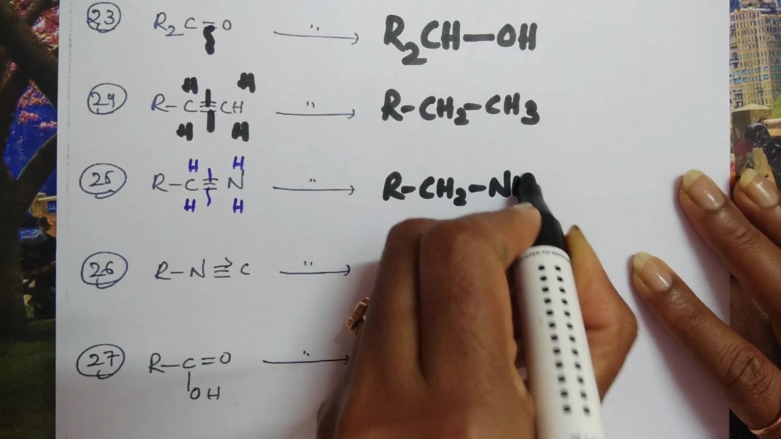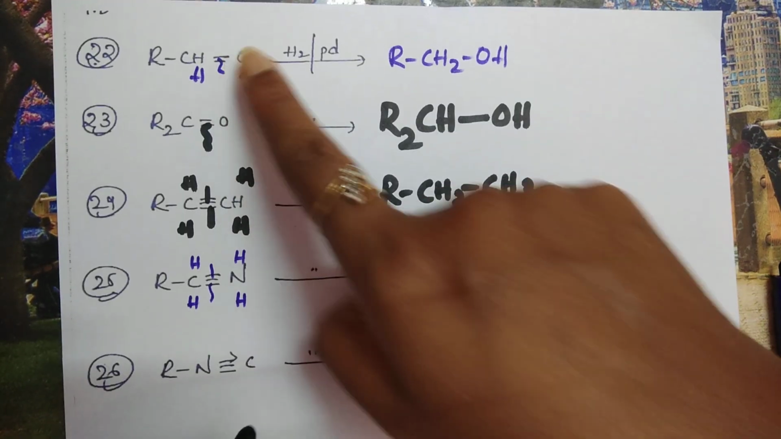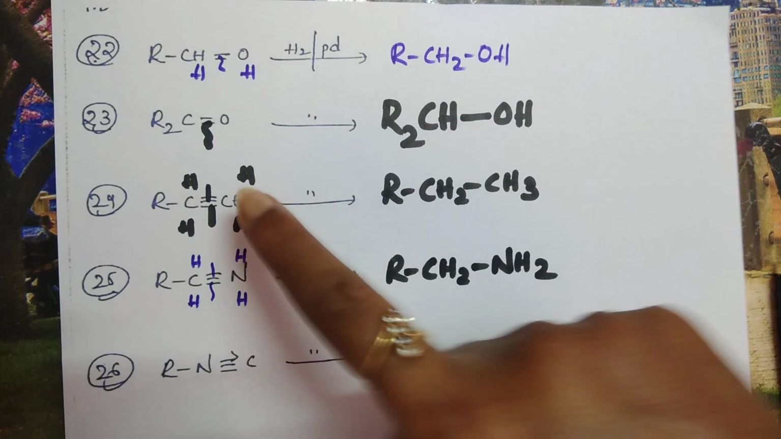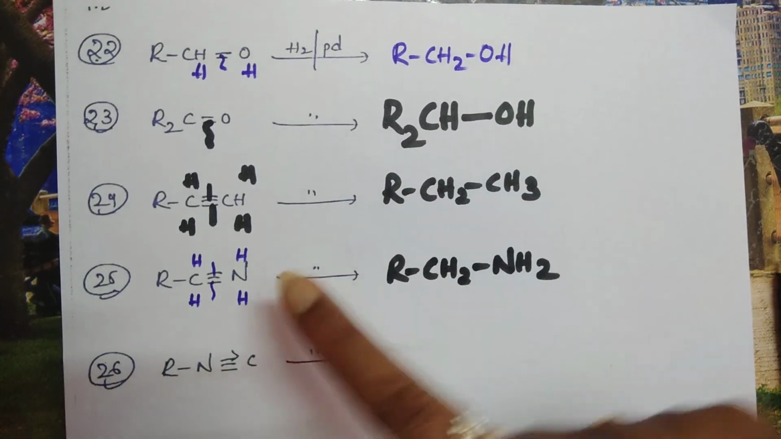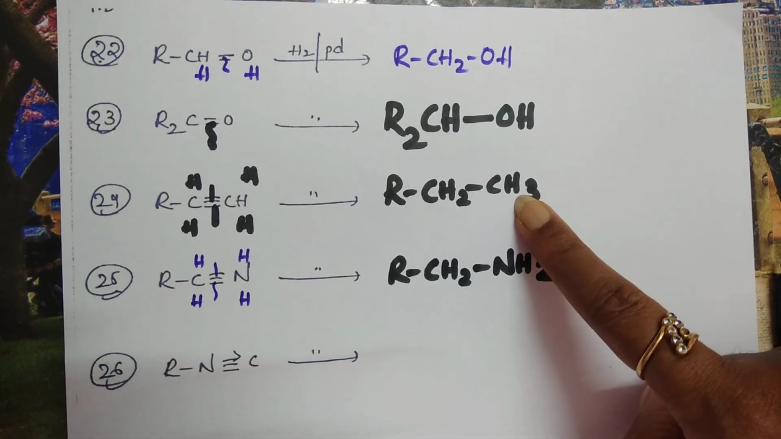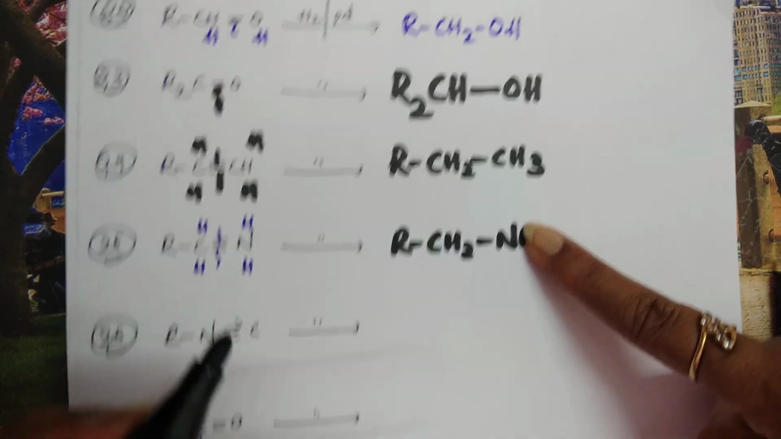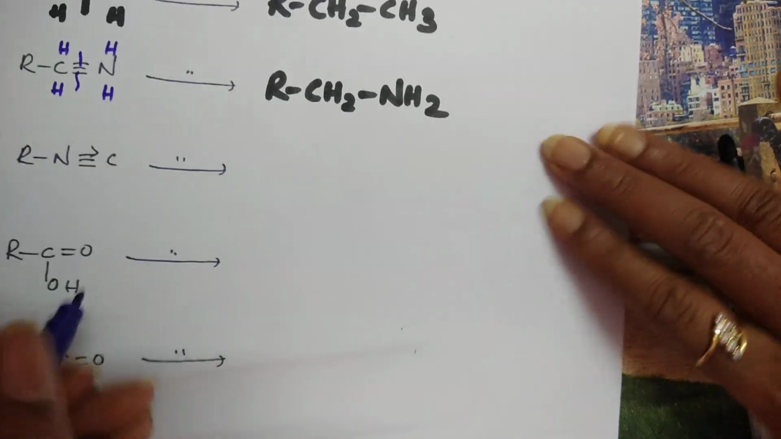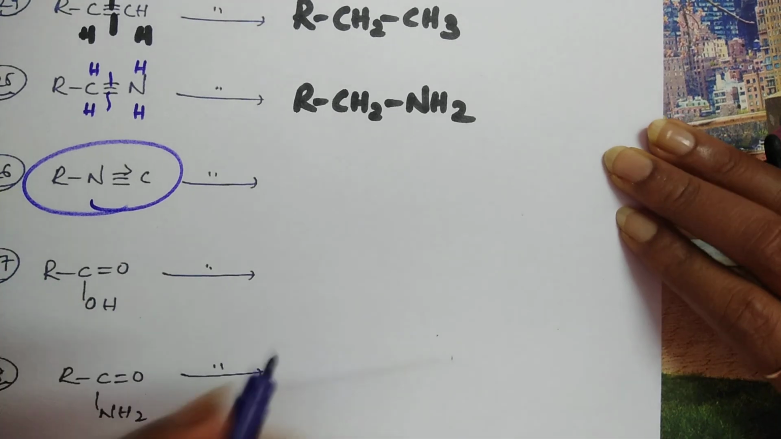RCH2NH2. I want to say that aldehydes convert to primary alcohols. Ketones convert to secondary alcohols. Alkynes convert to alkanes. Nitriles convert to amines. See the isocyanide case. We have it like this.